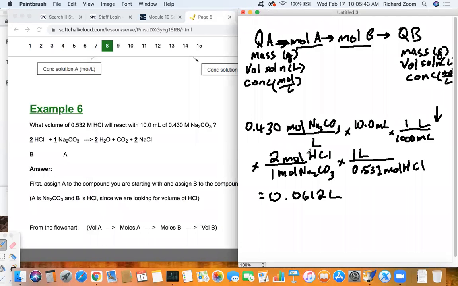Then once you've got that, you've got the moles, and that'll be the moles of Na2CO3 in this case. Then you've got to find the moles of what you're looking for by using the reaction, and then convert that into the quantity that you want at the end, which is our volume in liters. Just take it one step at a time, and I don't think you can really go too far wrong. Does anybody have any questions?